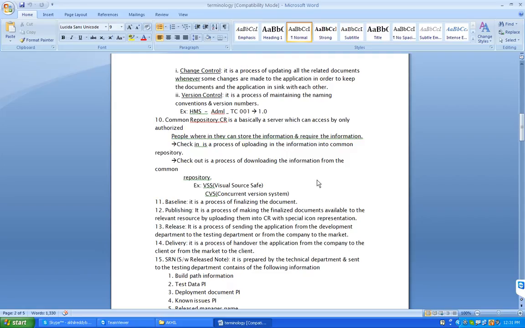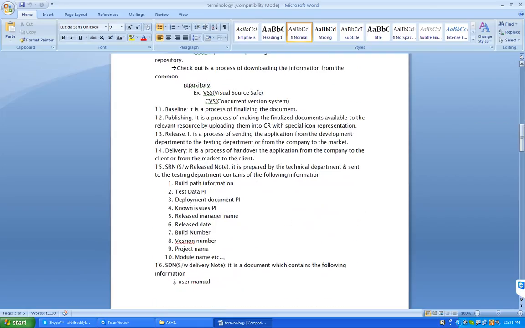Next, SRN means software release note. This software release note is prepared by the technical department people and sent to the testing department. In this document we have fields like build path information, test data path information, deployment document path information, known issues path information, release manager name, release date, build number, version number, project name, and module name. They prepare this SRN document and send it to the testing department, listing out all the information.